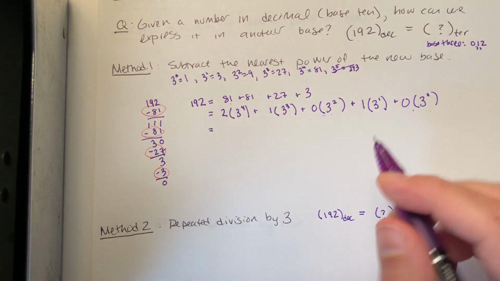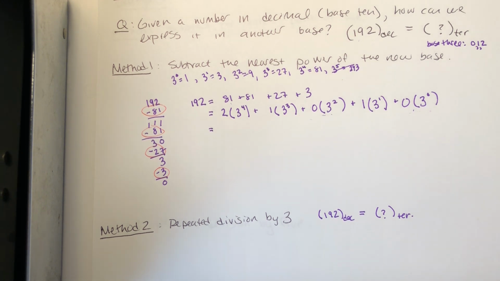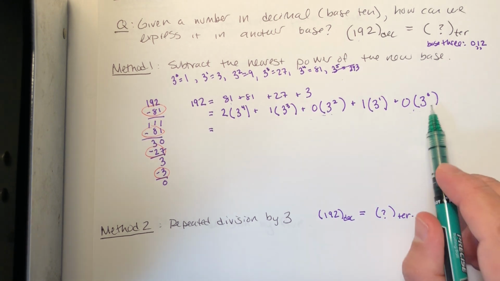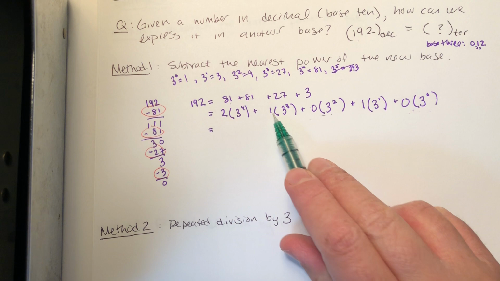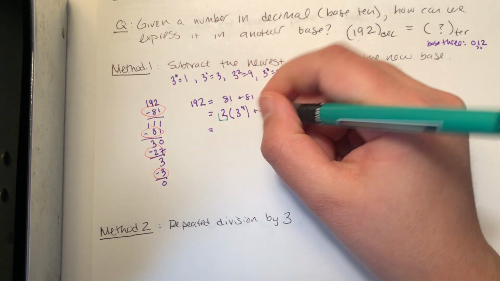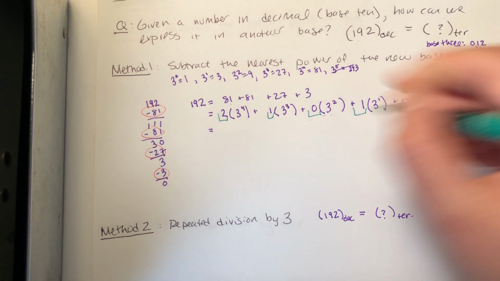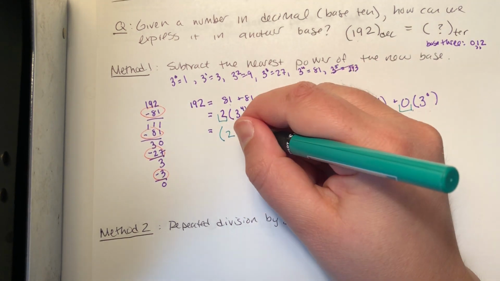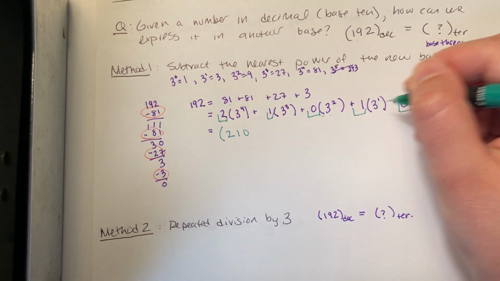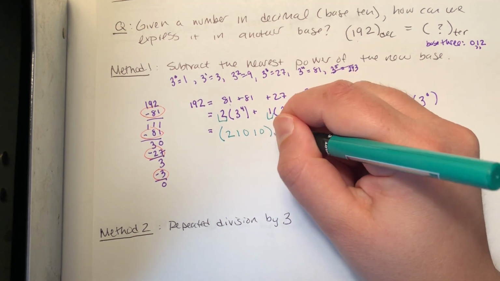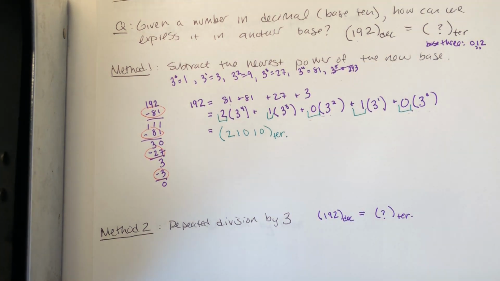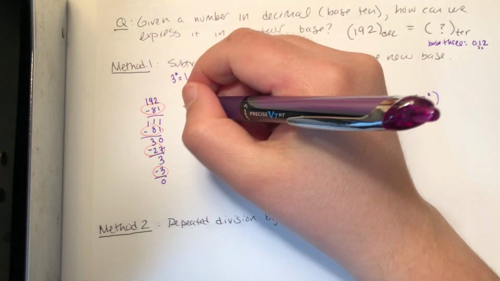So essentially this is what I'm doing. Now that I've written it as a sum of powers of 3, I'm just picking out the coefficients here, and those are going to be the numbers in my string: 2, 1, 0, 1, 0 in ternary. And I should be clear, this is 192 in decimal.